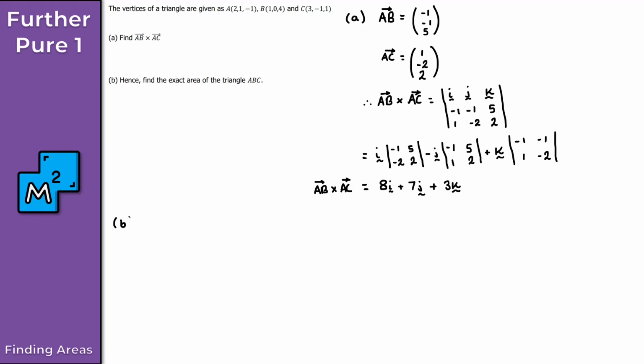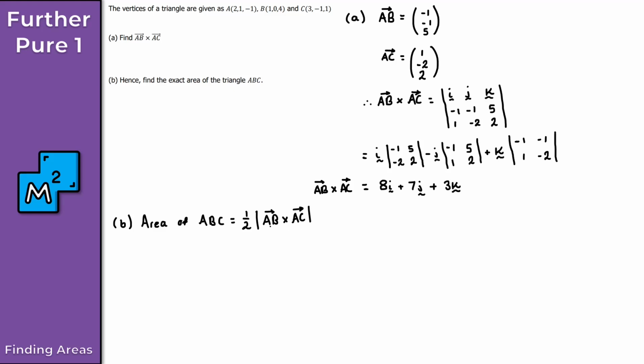And now moving on to the very last part, part B, it says, hence find the exact area of the triangle ABC. So this question is structured in such a way that it helps you get to the answer for part B. The area of this triangle ABC would be given as a half times the magnitude of AB crossed with AC.